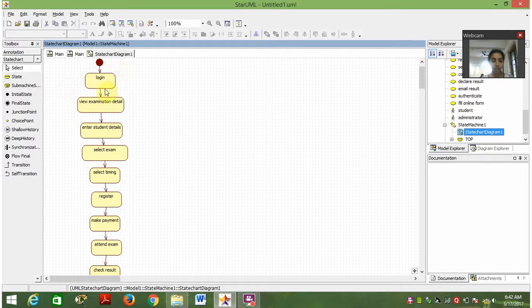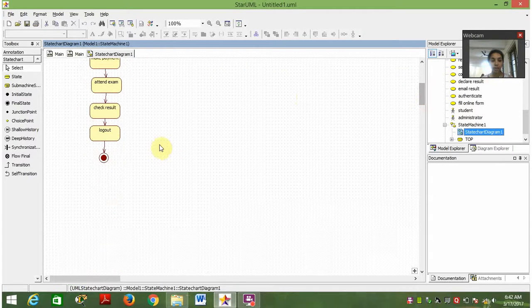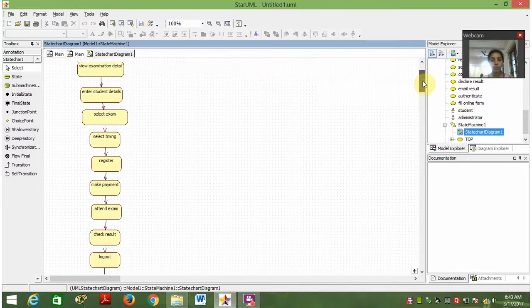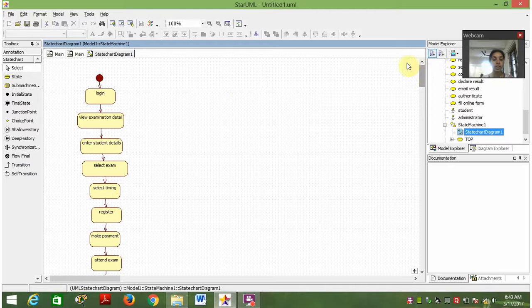These are the states. For example, login is a state, and this is the initial state. The initial state is denoted by this symbol. And now we'll go down, and this is the final state, and this is the transition between different states. And we have some other notations also, that is synchronization, checkpoint, choice point, junction, and submission state, all those things. And in this examination server, we are going to use state, transition, final, and initial state.